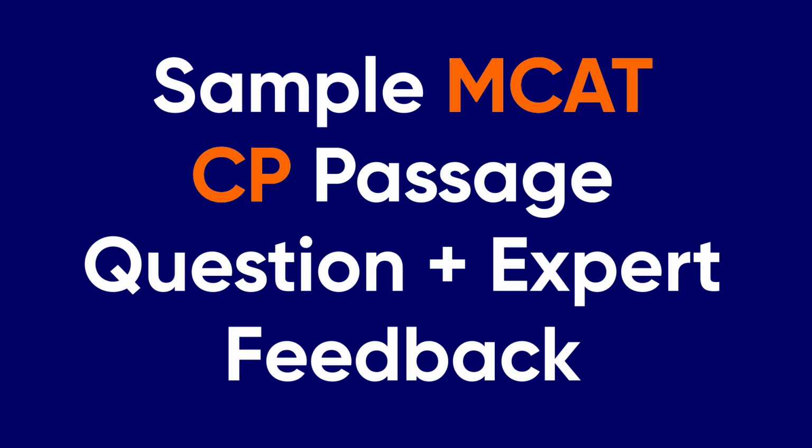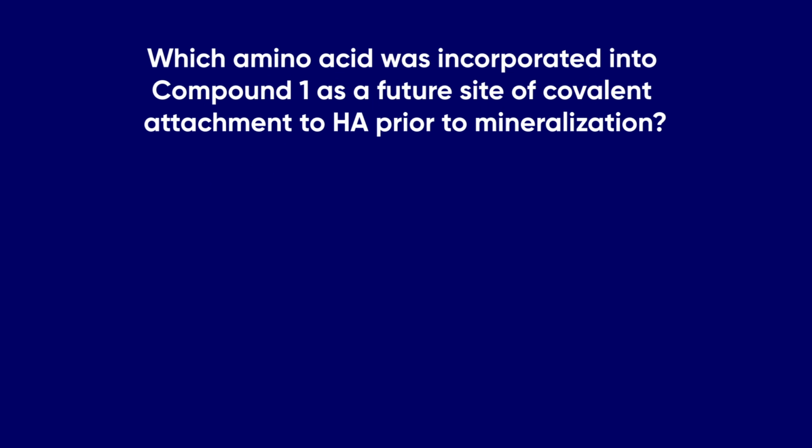Here's an example of a real MCAT CP passage question with expert feedback. Which amino acid was incorporated into compound 1 as a future site of covalent attachment to HA prior to mineralization?